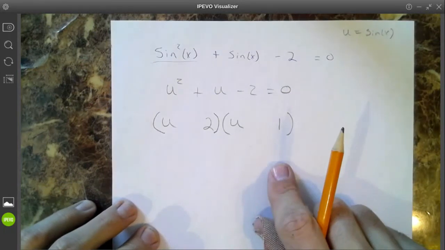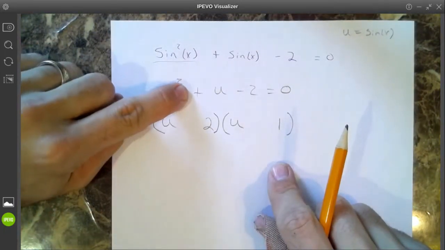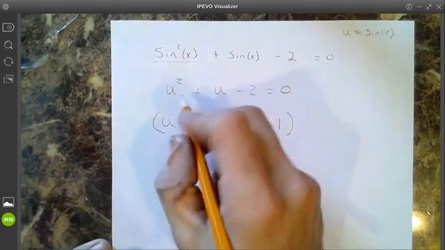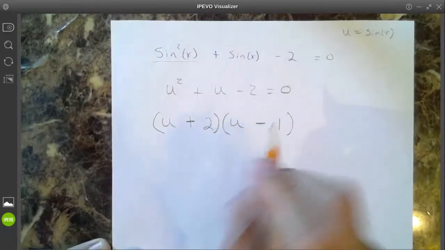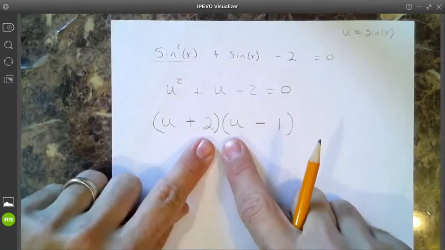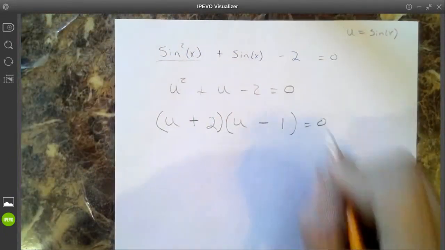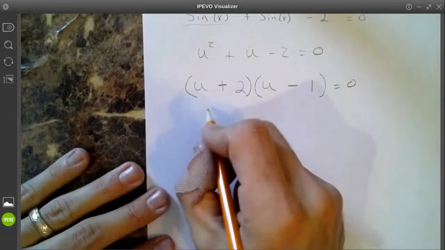Let's see here. Okay, so the sign of the bigger number in this case has to be positive. Let me double check this, make sure. All right, this would be negative 1. This would be positive 2. And that does add up to be positive 1. So this checks out.